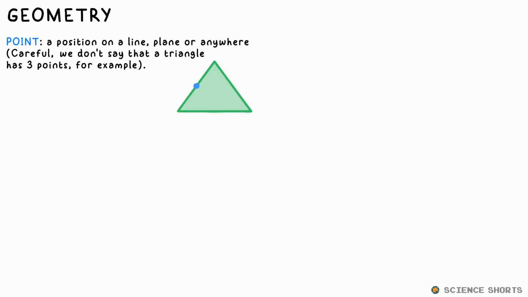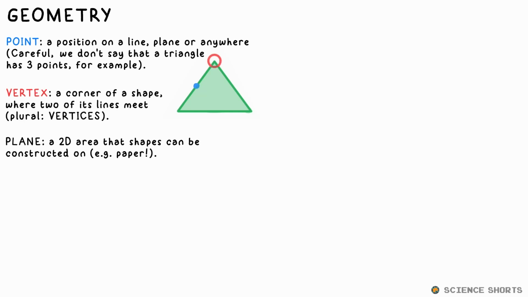Okay, lots of things you need to remember for geometry. Here we go, some definitions or terminology first. A point is just a position on a line, a plane, or anywhere really. A plane is a two-dimensional space on which we can construct shapes. A piece of paper is a horizontal plane, for example, if it's on your desk. A vertex is a corner of a shape where two lines meet. Your phone or computer screen has 4 vertices.